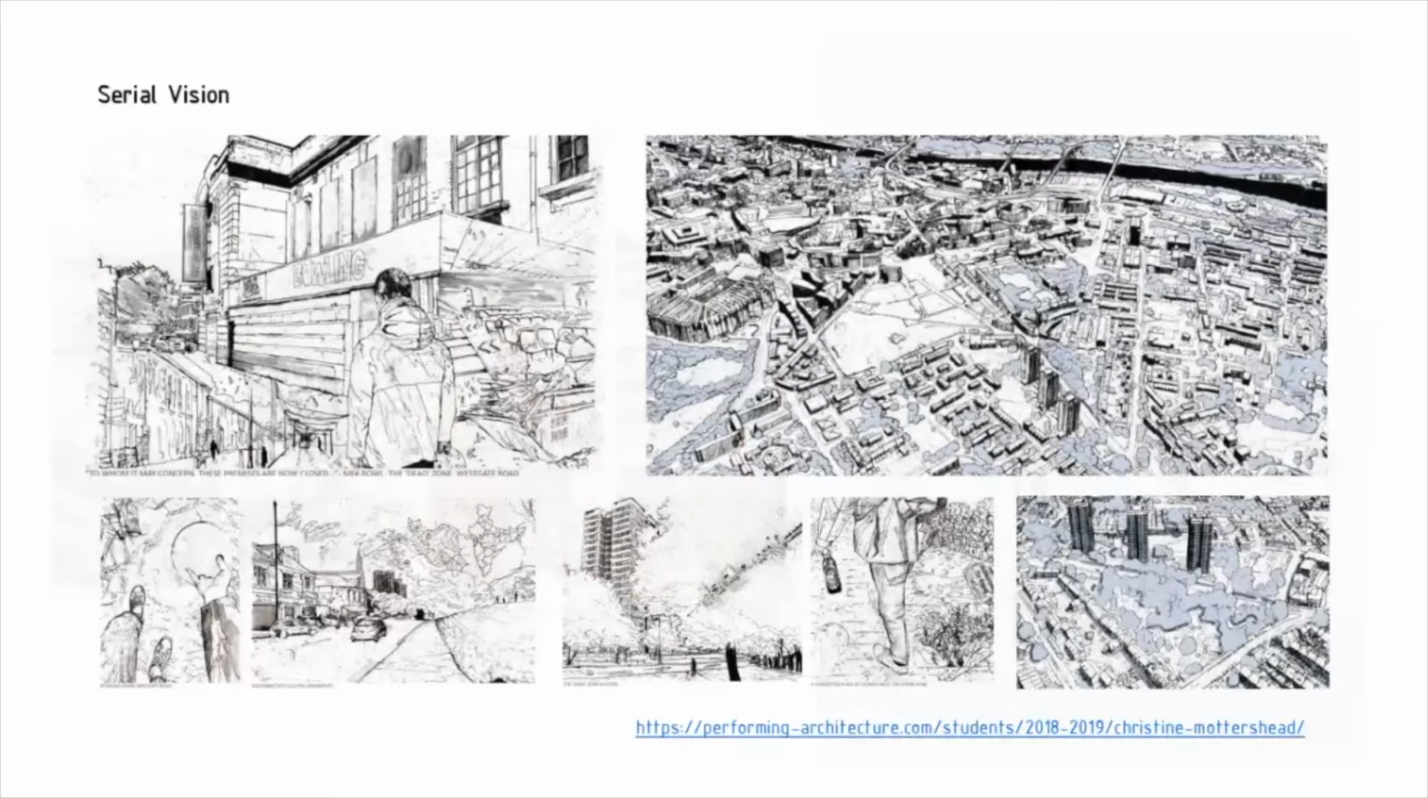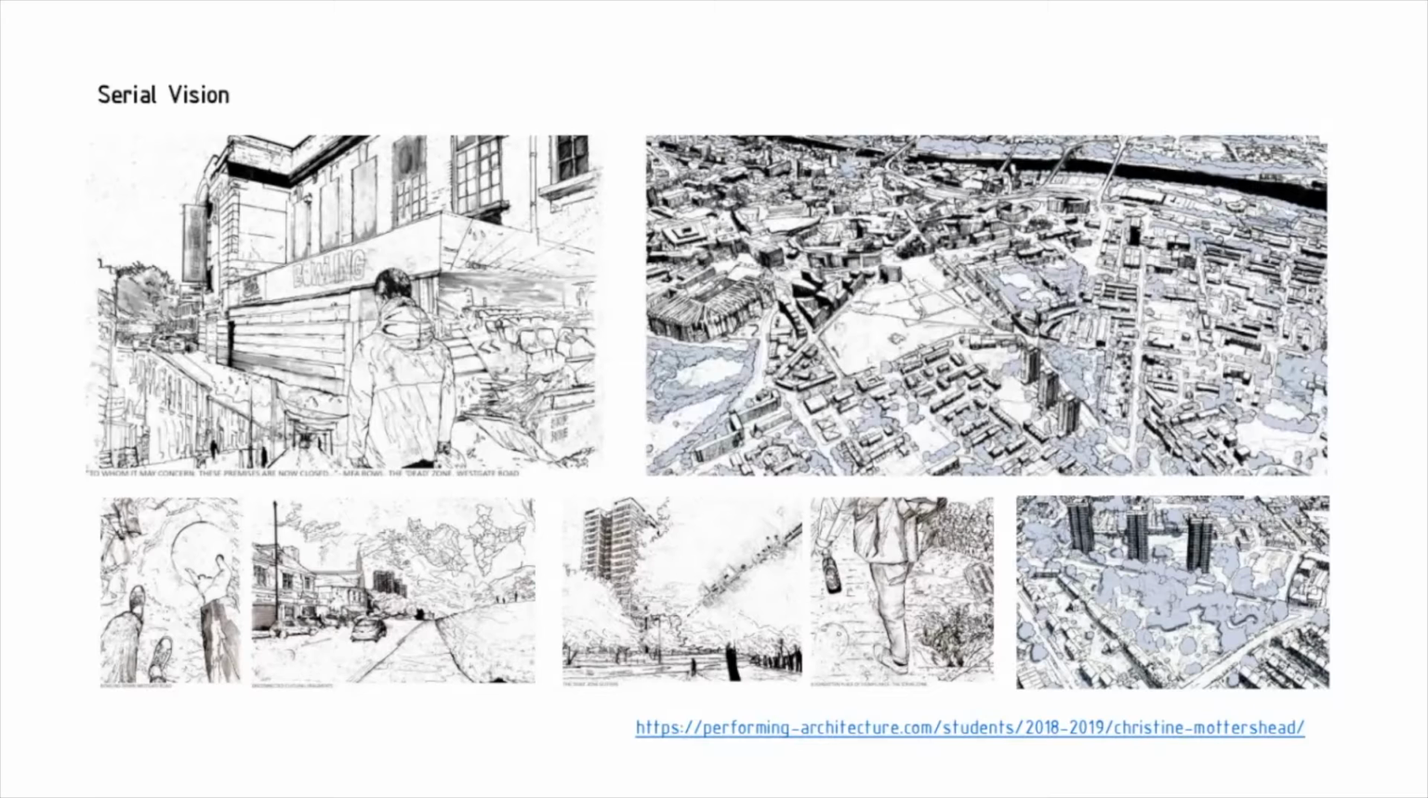So this is the serial vision, produced by Christine from year one. She looked at the Westgate Road in Newcastle. So this is sort of combining serial vision with mapping. On the left, you can see the journey of this man who is holding a volleyball, out of the city of Newcastle, and he's gradually walking towards the city center. And the same vision she produced looks like a comic strip.